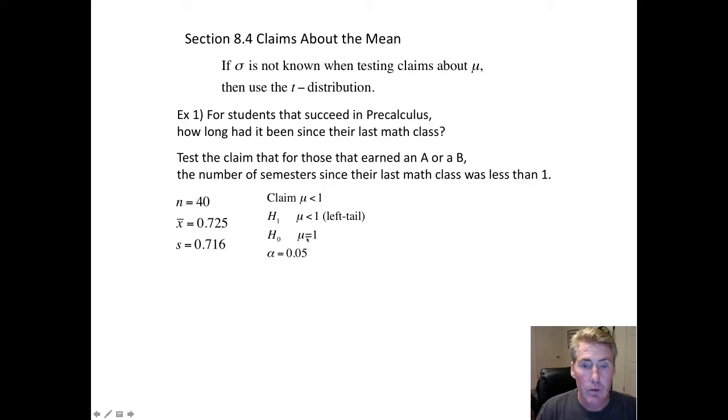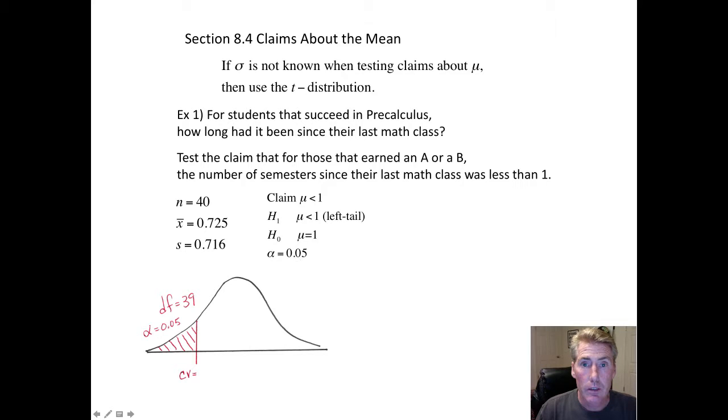The H sub O always has equals no matter what anything else has. And in the question, it doesn't say use 98% or use 97%. So whenever it doesn't say, as a default, we use 95%. Thus, alpha equals 0.05.